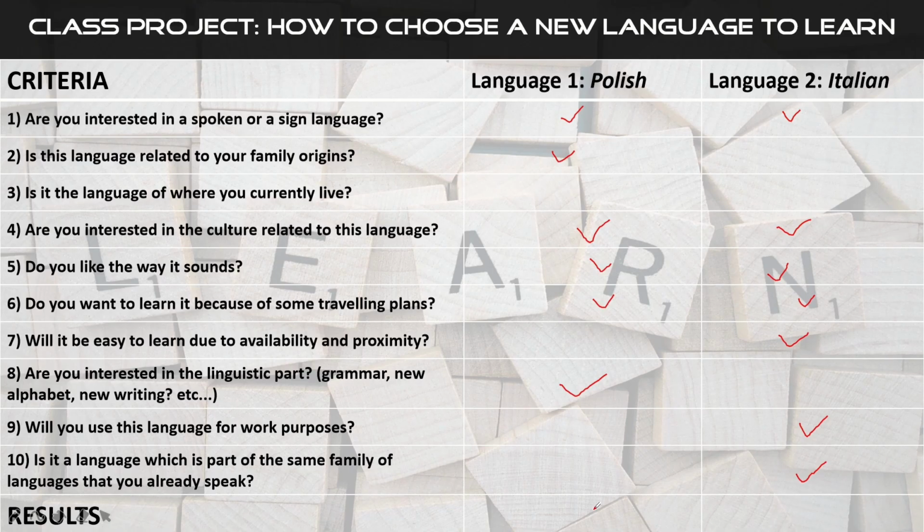So for Polish, I have 6 criteria. Italian, I have 7. So technically, it would be more interesting for me to learn Italian. I have more interest in it. So it's a good way to have a look at that. So you can do the same thing.